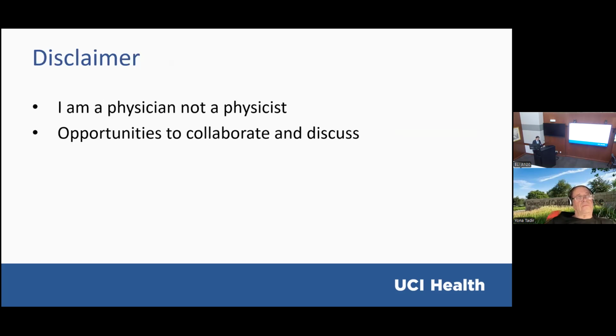Disclaimer here, I am a physician, not a physicist, even though we share a certain amount of letters. But I'm here to discuss the current problems that I face and see if we can start a dialogue, and see if there's anything you guys can suggest from a physicist standpoint, and see if we can tackle these problems together.